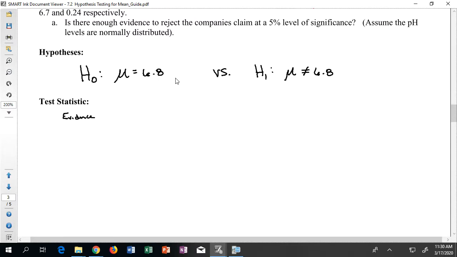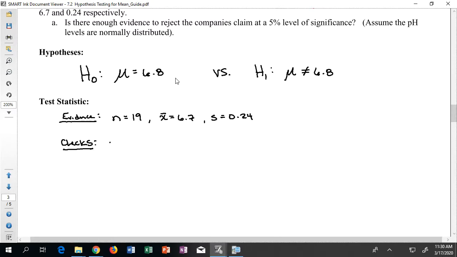Let's see, evidence. I'll start this time with N. How many water samples did we take? I think it was 19. X bar was 6.7, and my standard deviation was 0.24. I'm going to go ahead and do my checks. Notice my N this time is not big enough to meet the first check of N being greater than or equal to 30. But I am able to use that second check.